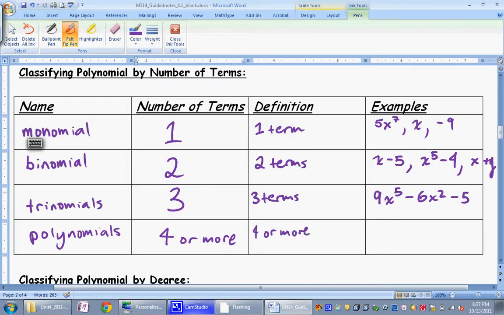There actually are names for polynomials that have more than 3 terms. We just use polynomial as a blanket term to make it simpler. So say 3x to the 4th plus 2x cubed minus 5x plus 3. That's a polynomial. It's a polynomial with 1, 2, 3, 4 terms.